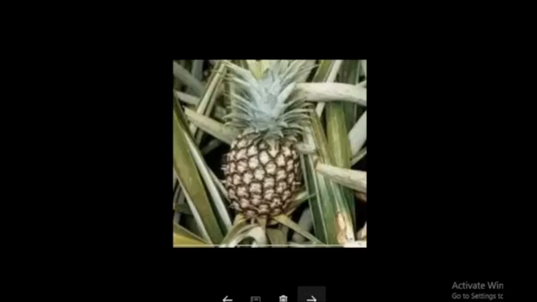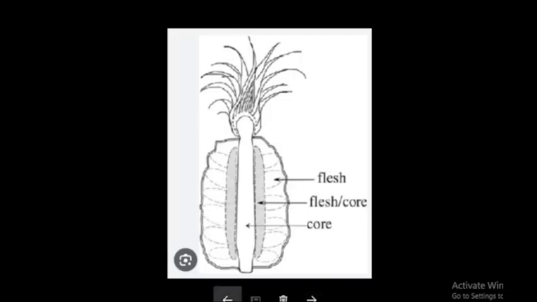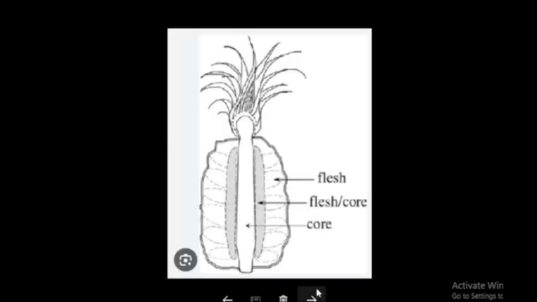This is another picture of it when it is still on its stalk on the farm. Here we have the longitudinal cut of that plant. That's the longitudinal cut when it is cut from top to bottom. And here, this is how it will be labeled.